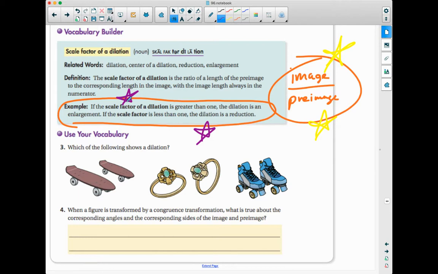Which of the following shows a dilation? Okay, well, it certainly looks like this one does, right? So I start with a large skateboard and it gets smaller. The rings look about the same size. The roller skates look about the same size, so that is not a dilation.